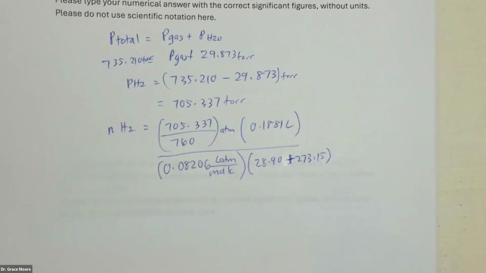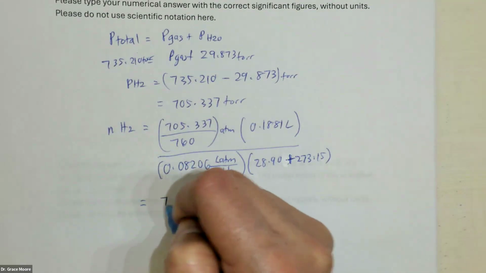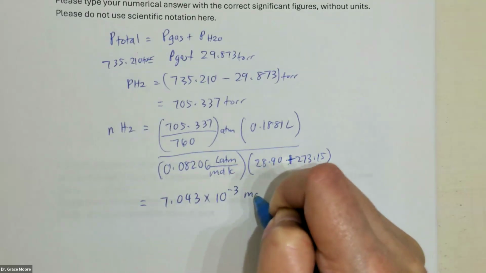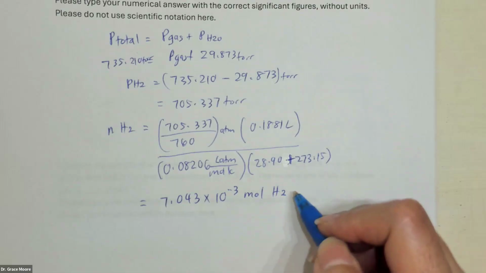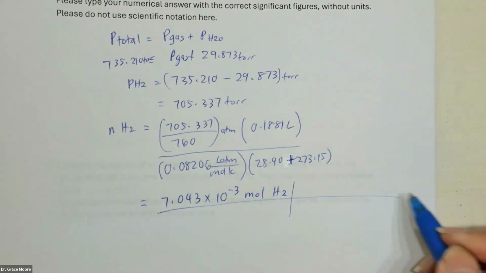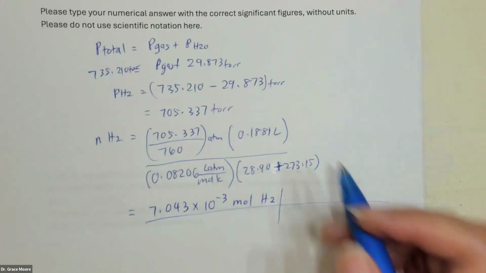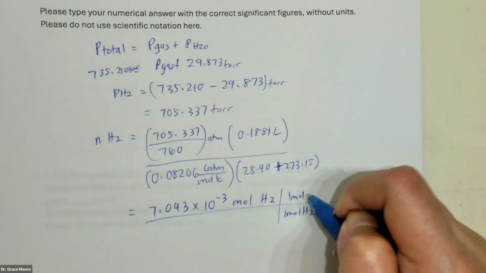Okay, so double check. If you put this in your calculator correctly, you're going to get a small number, 7.043 times 10 to the minus 3 moles of H2. And then you're like, okay, once I get moles of H2, I actually can keep going. Because remember we said once you get moles of H2, you can get moles of zinc because it's 1 to 1. So 1 mole of H2 is 1 mole of zinc.